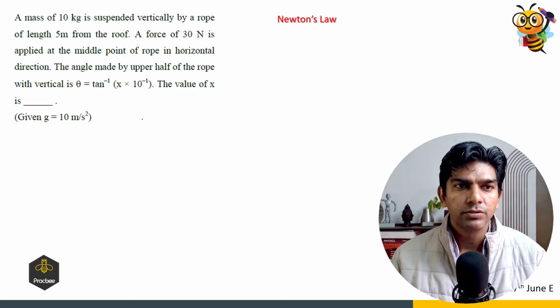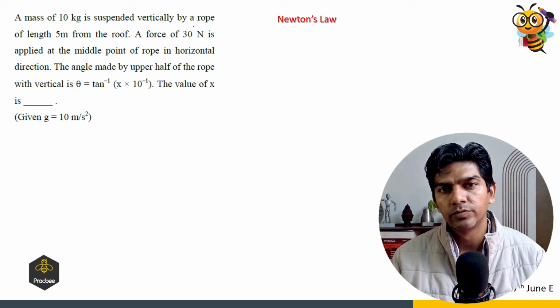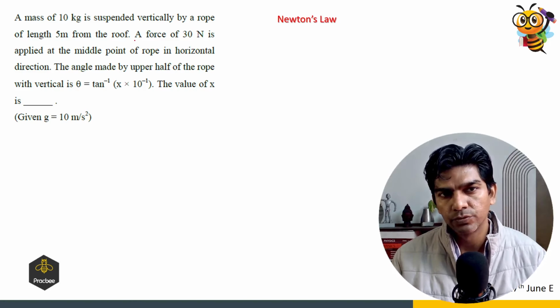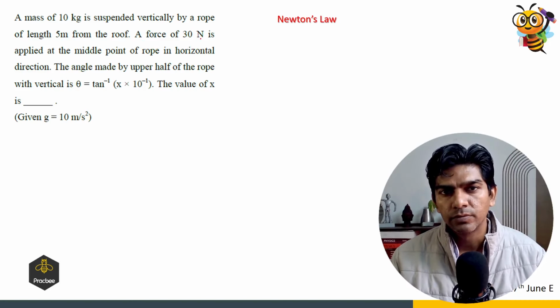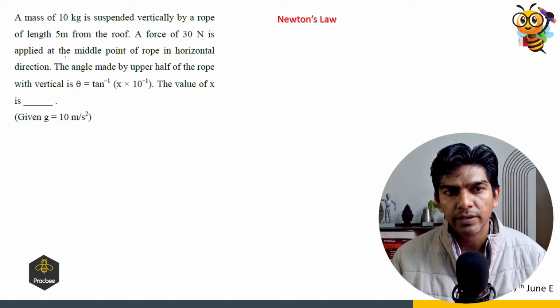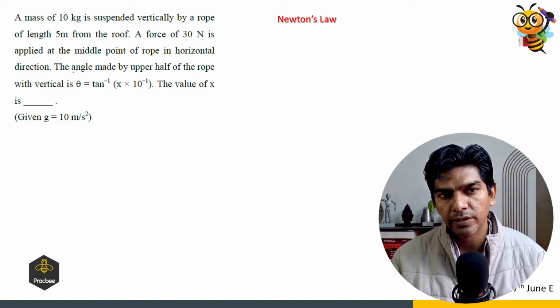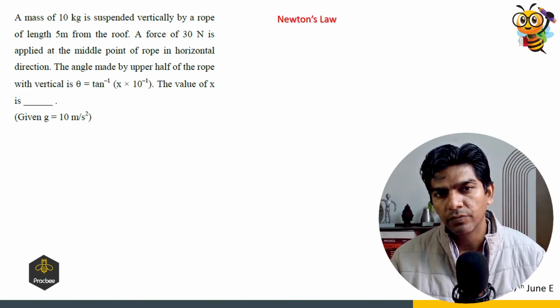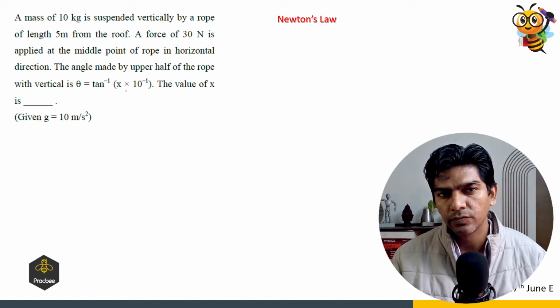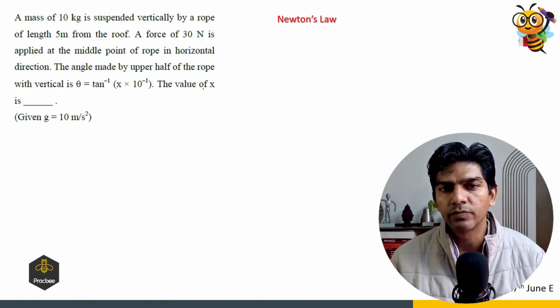Right, so let us see this question. A mass of 10 kg is suspended vertically by a rope of length 5 meter from the roof. A force of 30 Newton is applied at the middle point of the rope in the horizontal direction. The angle made by upper half of the rope with the vertical is tan inverse of x times 10 raised to minus 1. Find the value of x.